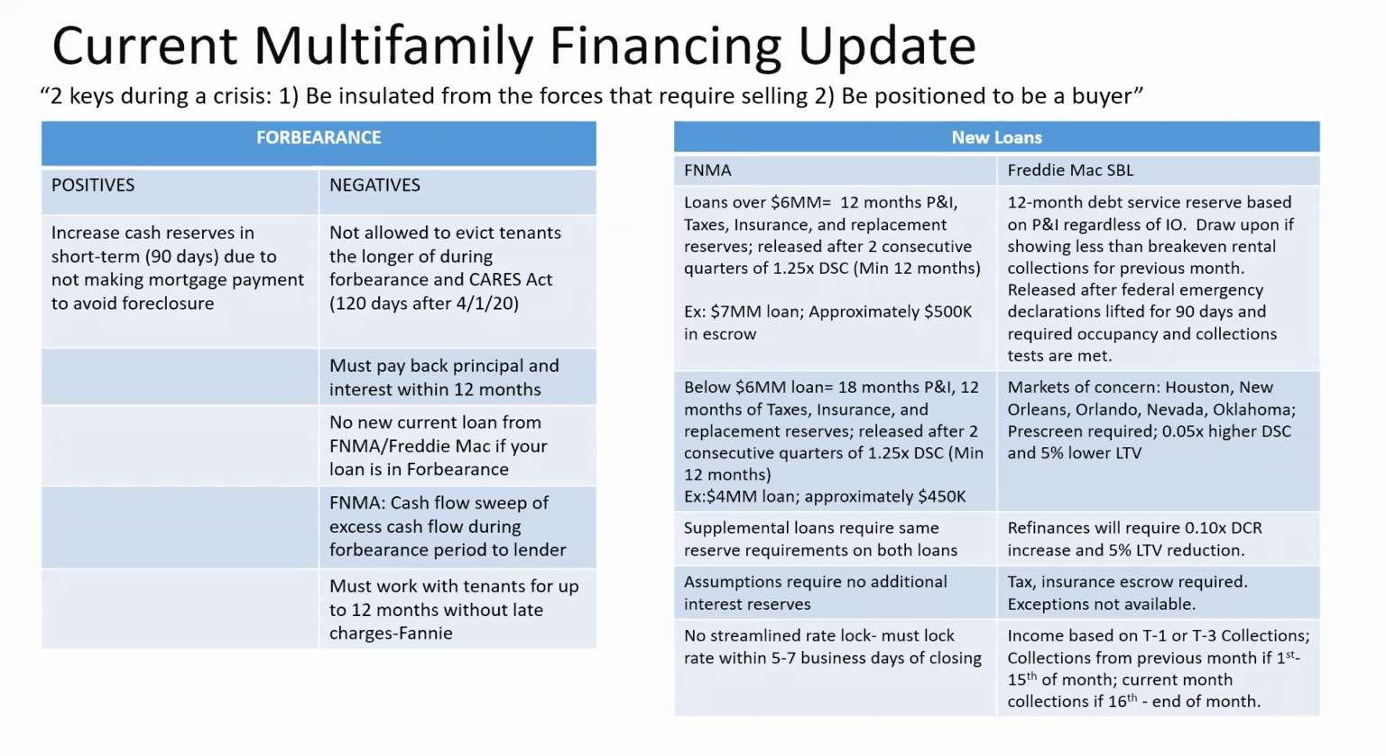Number one, being insulated from forces that require selling, and number two, be positioned to be a buyer. So being insulated from forces that require selling right now really means you don't want any near-term maturities. I would say the next 12 to 24 months, no near-term maturities. And number two, you have to make sure you have enough money to pay your debt service.